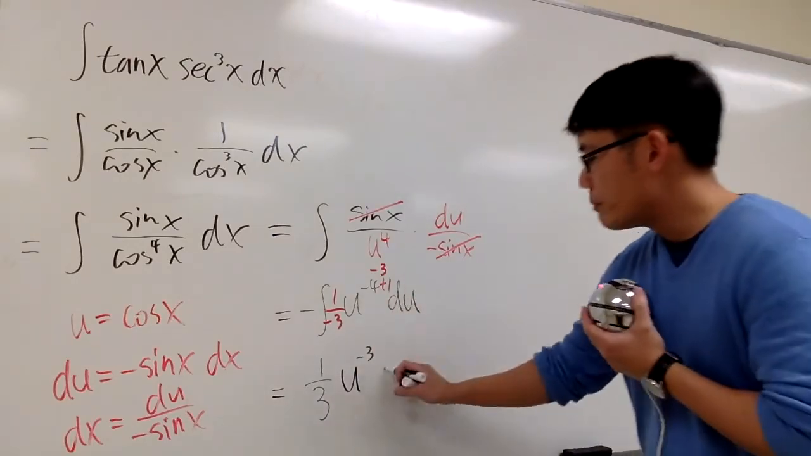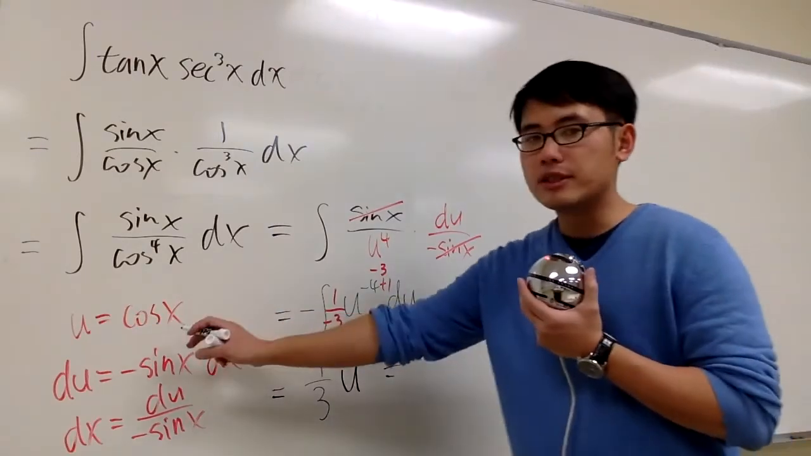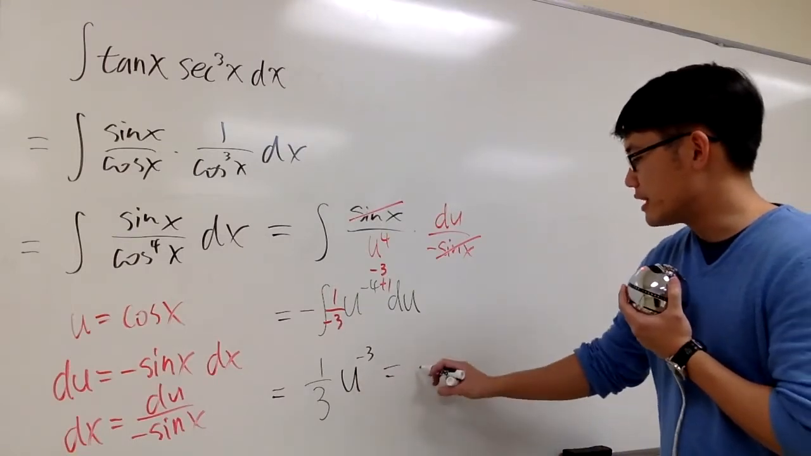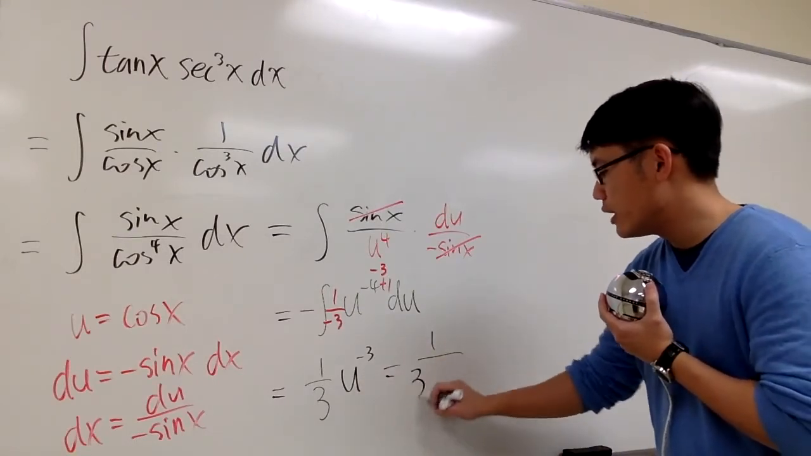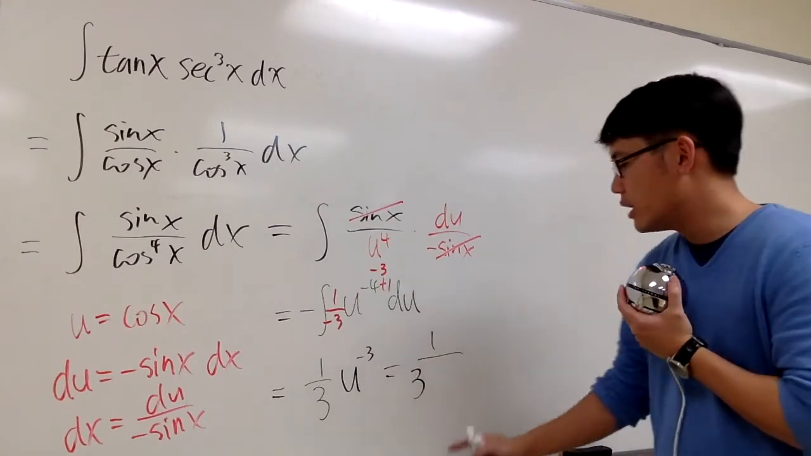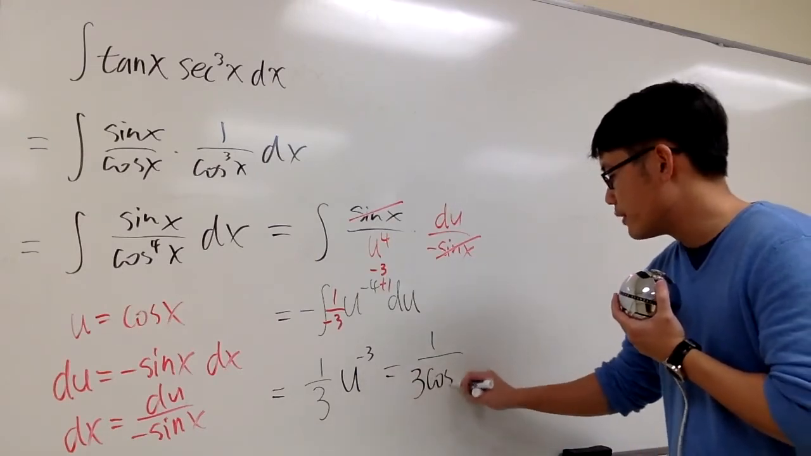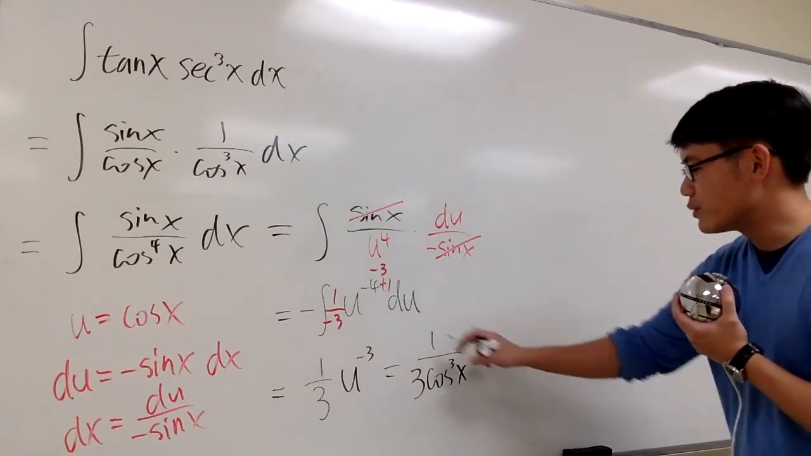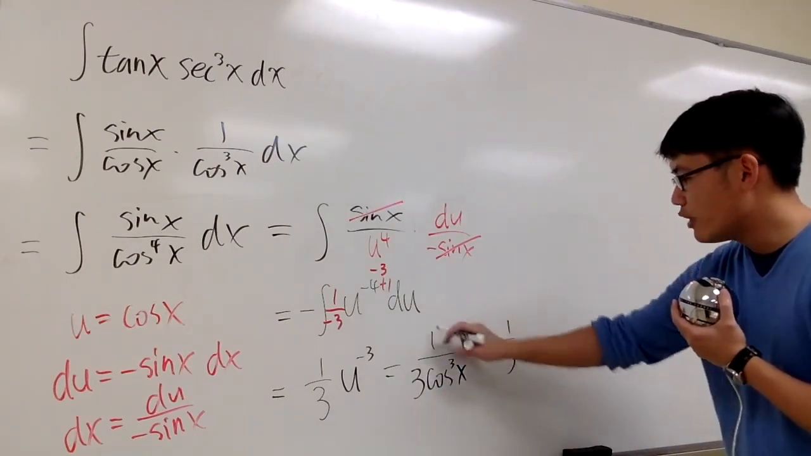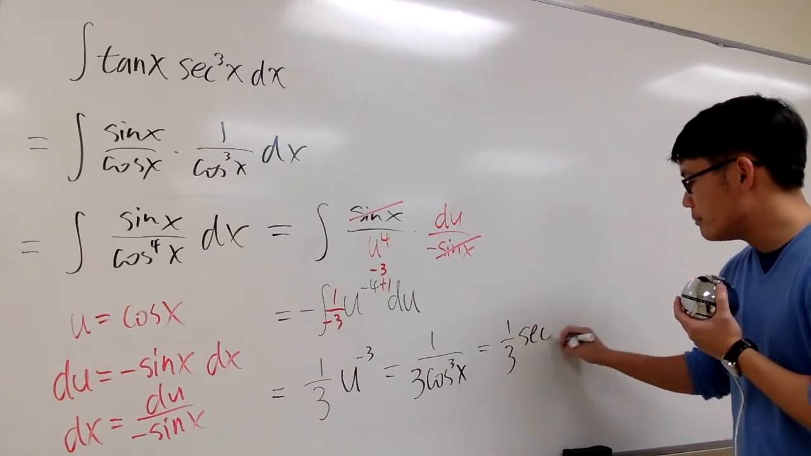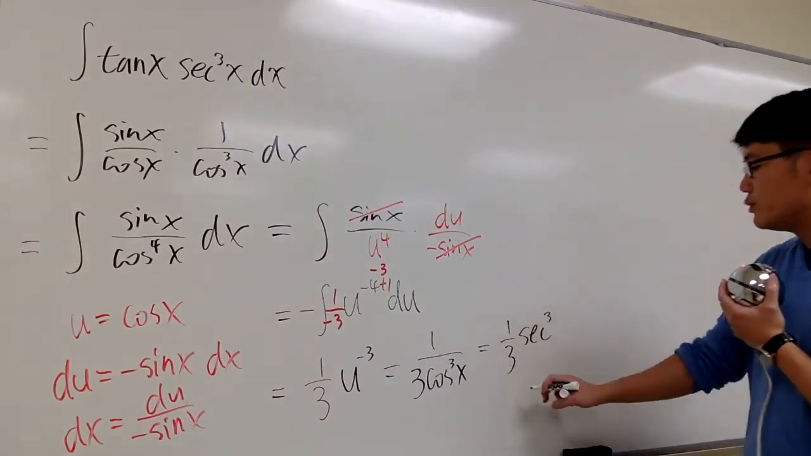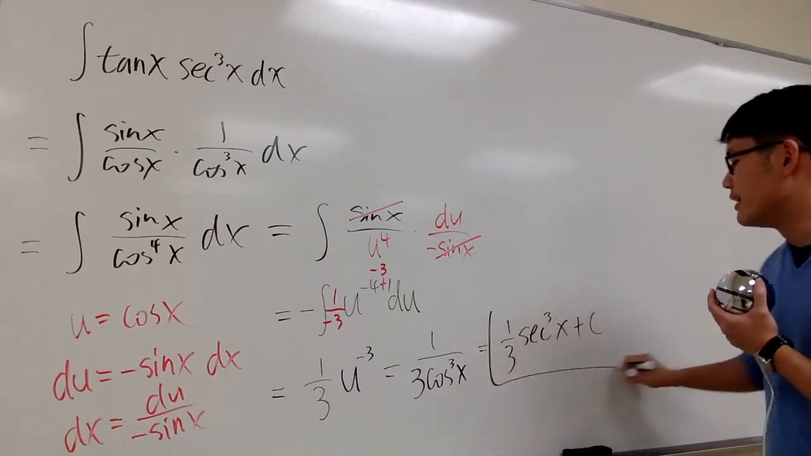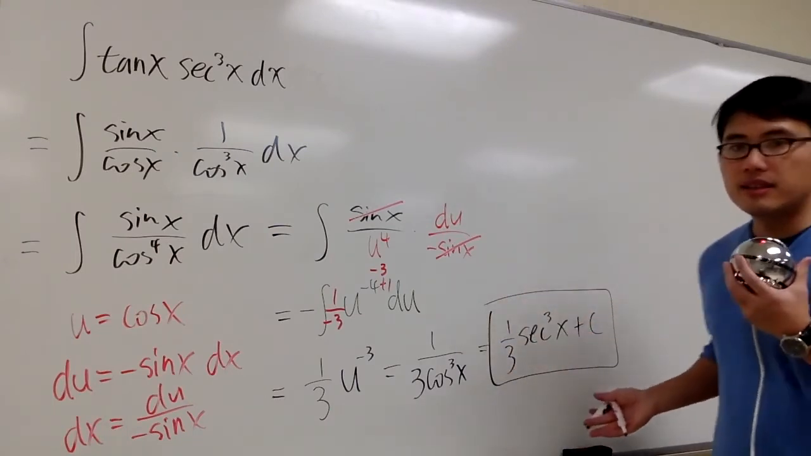But what's u? u is the same as cosine, and this is the negative exponent, so this is the same as 1 over 3. Bring this down to the denominator and change that to cosine to the third power x. And what's this? This is the same as 1/3 times 1 over cosine, which is the same as secant, but then we have third power, so 1 over 3 secant to the third power x. And this is the same as the answer that we got earlier.